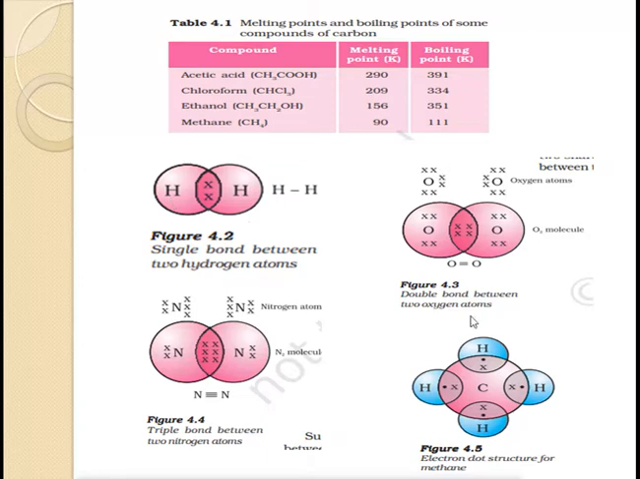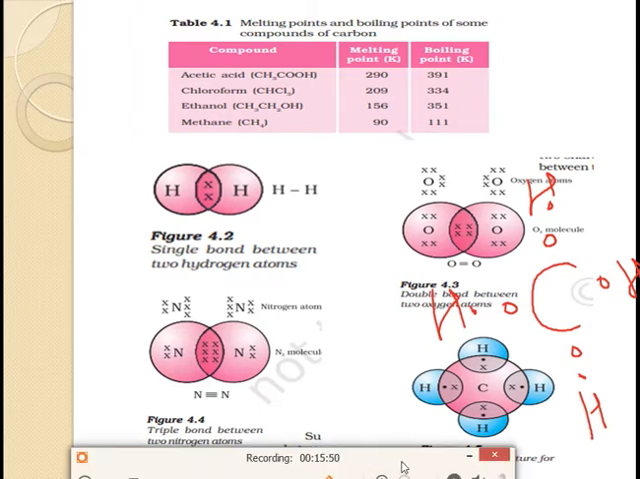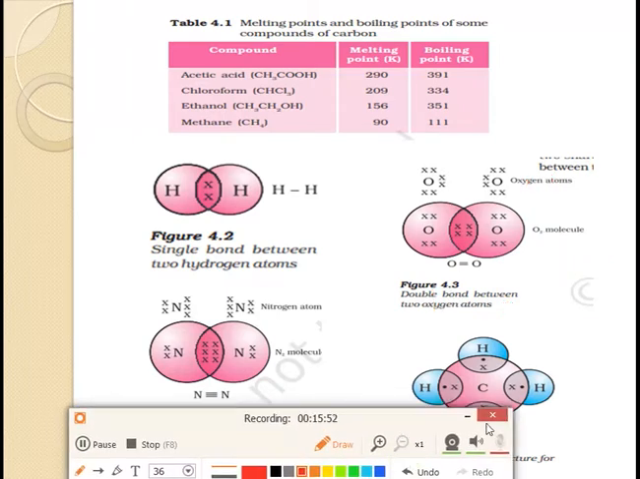Same case with methane. The formula of methane is CH4. Suppose this is a carbon, 4 electrons are there. So what will this carbon do? Each hydrogen has 1 electron, so 4 hydrogen atoms will have 4 electrons. They will share the electrons with the carbon atom, and they will form a methane compound, and it is also a covalent compound formed by the sharing of electrons.